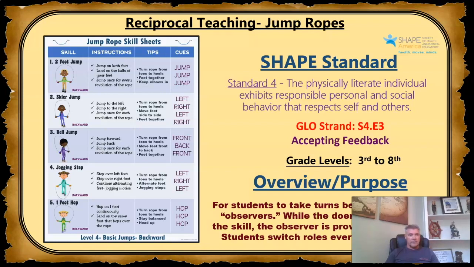The example I have up there is a jump rope sheet. It progressively gets harder as it goes down, has some information on there, some instruction, some tips and some cues, and one student is looking at it while the other is performing, so they're working in partners. So you'll see an example, not with this particular sheet, but a different one.